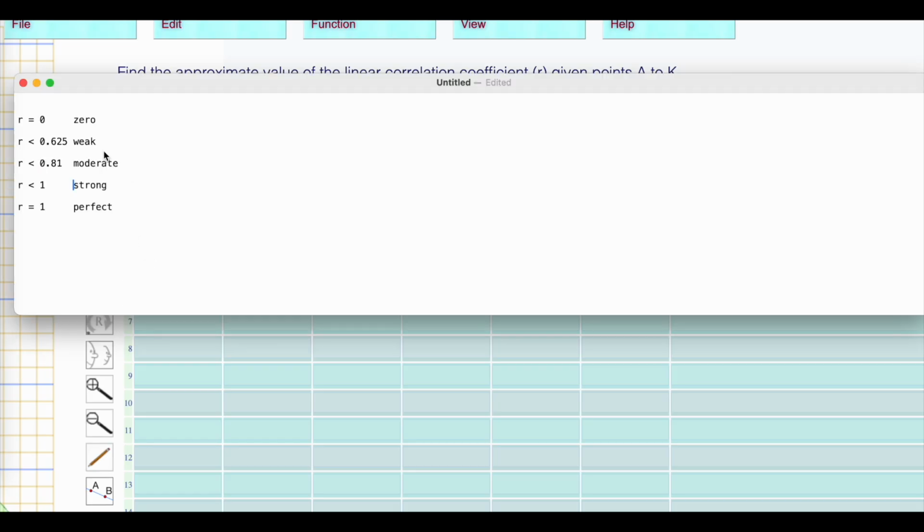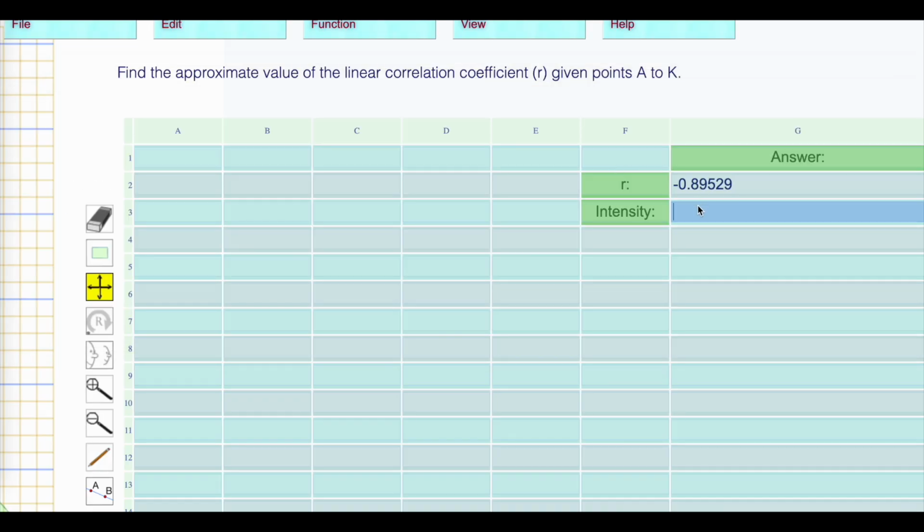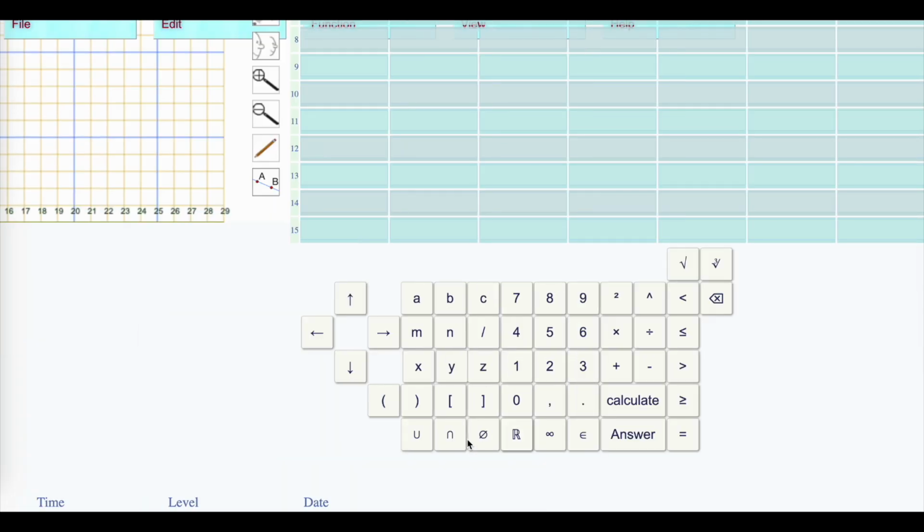Remember that if our correlation coefficient is 0, then our intensity is 0. If it's less than 0.625, it's weak. If it's less than 0.81, it's moderate. If it's less than 1, it's strong. This is 0.89. It is strong. And we press answer to see if we're right. Yay.